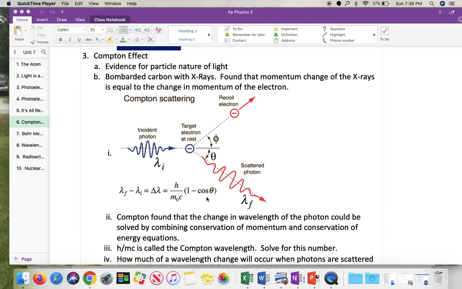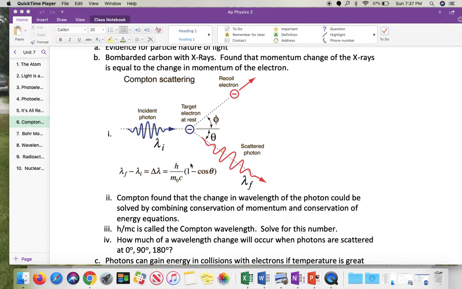If this is 180 degrees, cosine of that is negative 1. So if this photon comes in, hits, bounces back, then the wavelength is going to change by 2 of this number. So if you just plug this number into your calculator real quick and multiply it by 2, you will know what the change in wavelength of the photon is going to be. So you're going to have your wavelength incident and your wavelength of the scattered photon after the collision with this target electron.